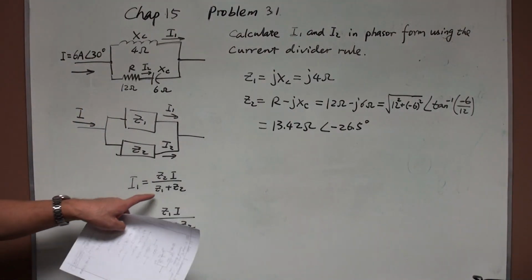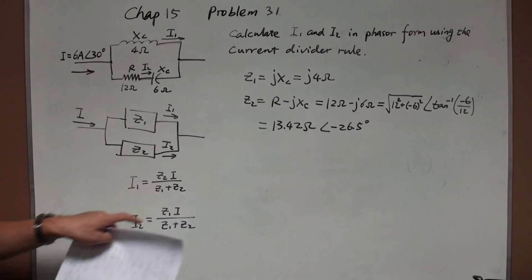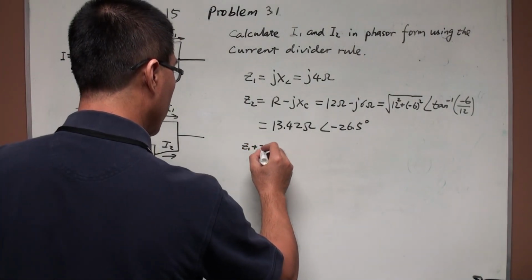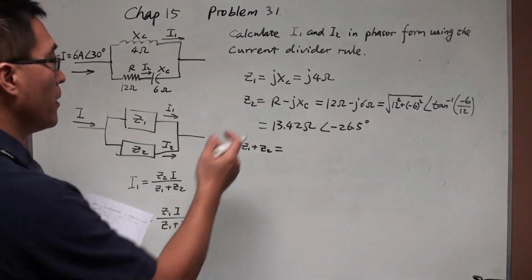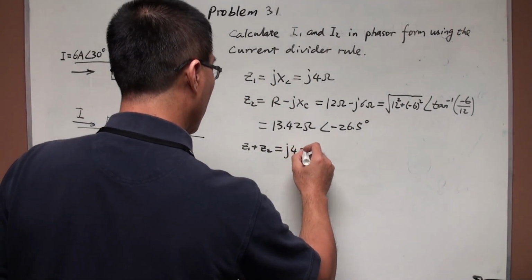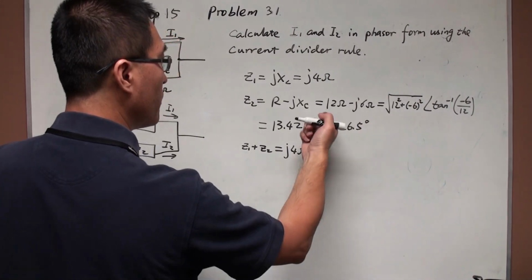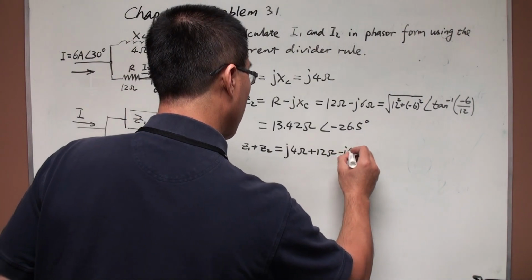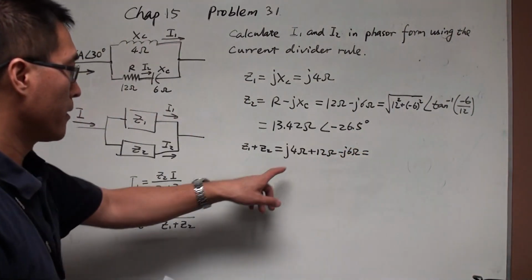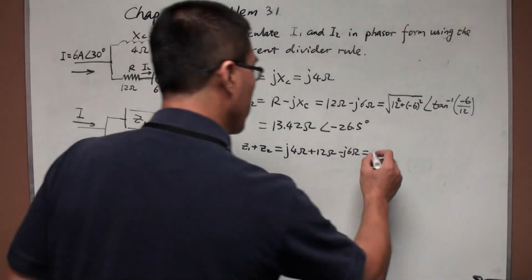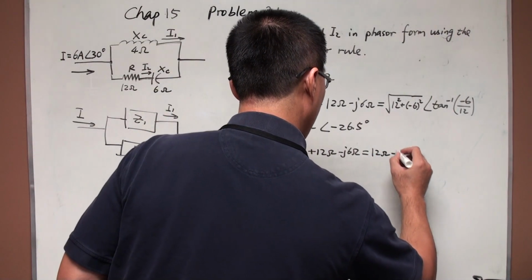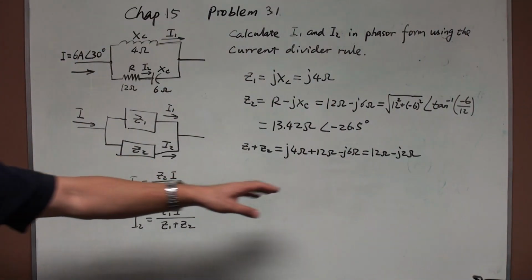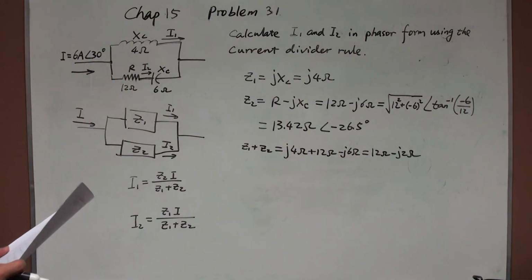Then we want to find the summation of these two individual impedances, Z1 plus Z2. Z1 is equal to j4 ohms, and Z2 is 12 ohms minus j6 ohms. These two j terms add together, and it becomes 12 ohms minus j2 ohms. This is in rectangular form, and we want to convert it into polar form.